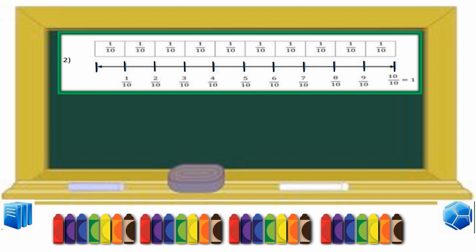Number 2, so meron tayong 1 whole. Yung 1 whole natin, divide natin sa 1/10. To get the answer, let's count how many 1/10s in 1 whole. 1, 2, 3, up to 10. There are 10 1/10 in 1 whole.